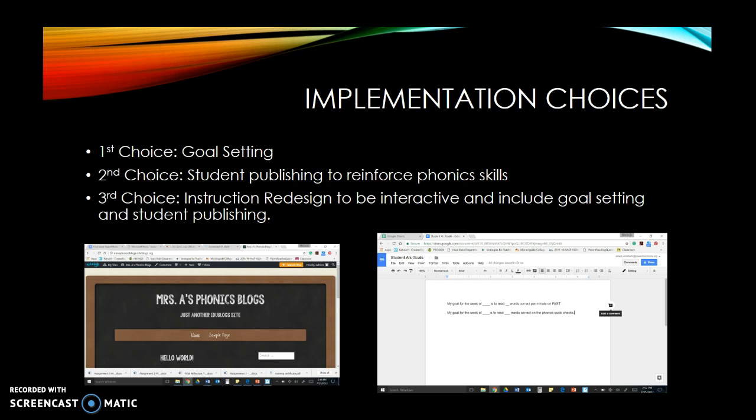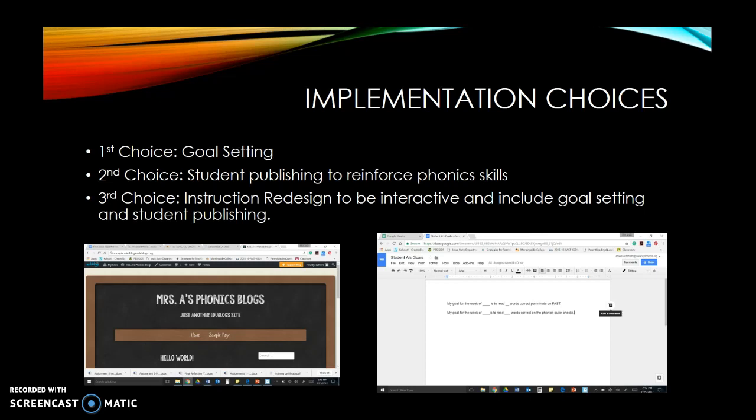The implementation choices. We came up with 3 choices. The first one was goal setting. Like I said, I focused my research on motivation and engaging, and some of the motivational strategies included goal setting to give students ownership over their learning.